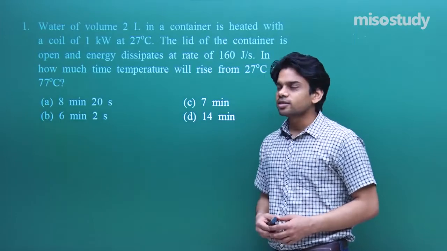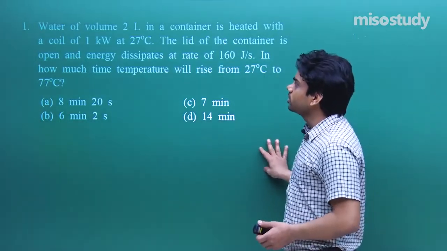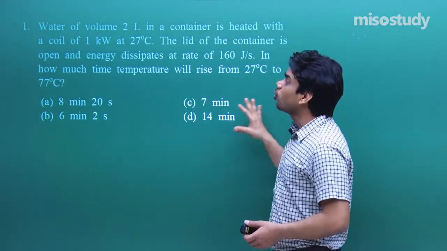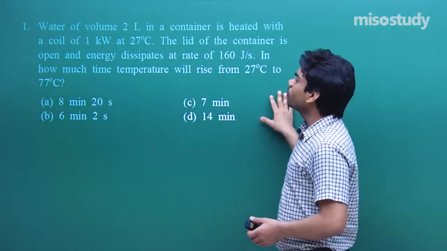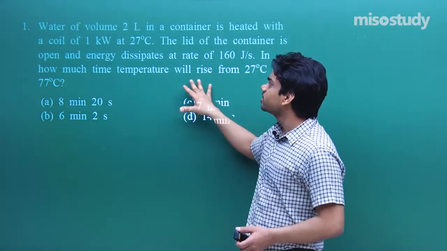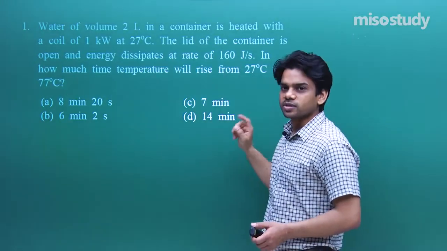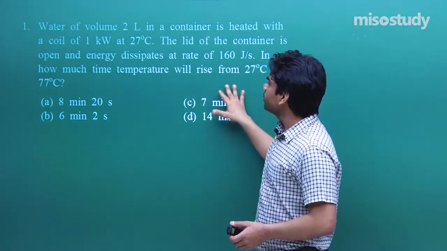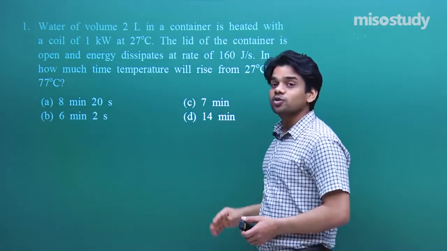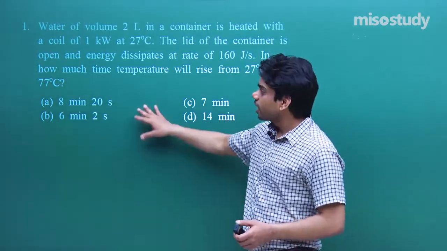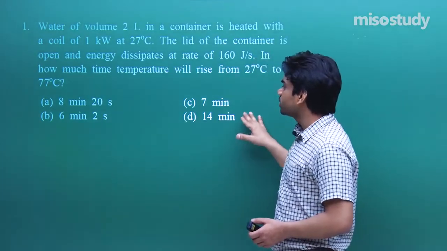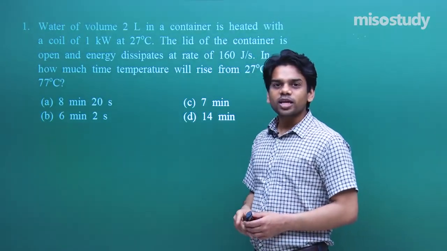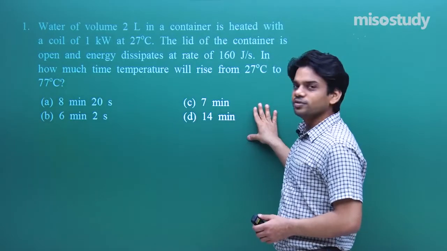The first question is, water of volume 2 liter in a container is heated with a coil of 1 kilowatt at 27 degrees Celsius. The lid of the container is open and energy dissipates at a rate of 160 joule per second. In how much time will the temperature rise from 27 degrees Celsius to 77 degrees Celsius? A, 8 minutes 20 seconds, B, 6 minutes 2 seconds, C, 7 minutes, and D, 14 minutes. This question has been asked in one of the previous examinations of JEE.